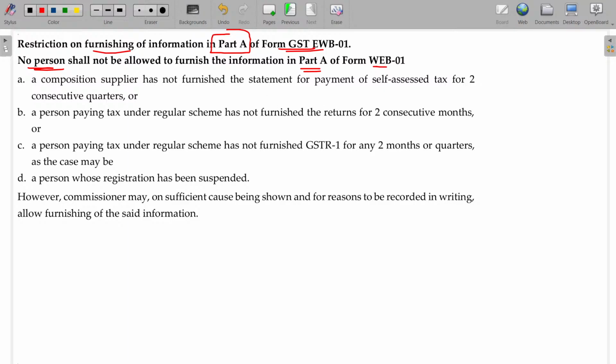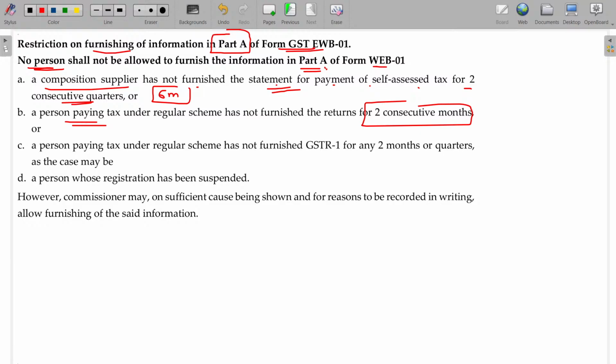Where a composition supplier has not furnished the statement for payment of self-assessed tax for 2 consecutive quarters, 6 months. If he has not filed the statement for payment of tax, whatever it may be, for 6 months, he is not eligible for filling the Part A. A composition taxpayer usually pays the tax once in every 3 months. A regular taxpayer will pay the output tax once in every month, right? Is that clear? If a composition taxpayer failed to give the documents or payment details for the 2 consecutive quarters, 6 months, he is not eligible for filling the Part A.